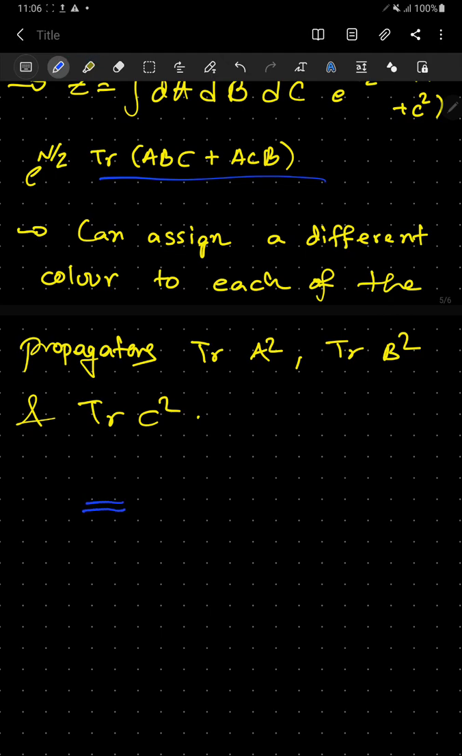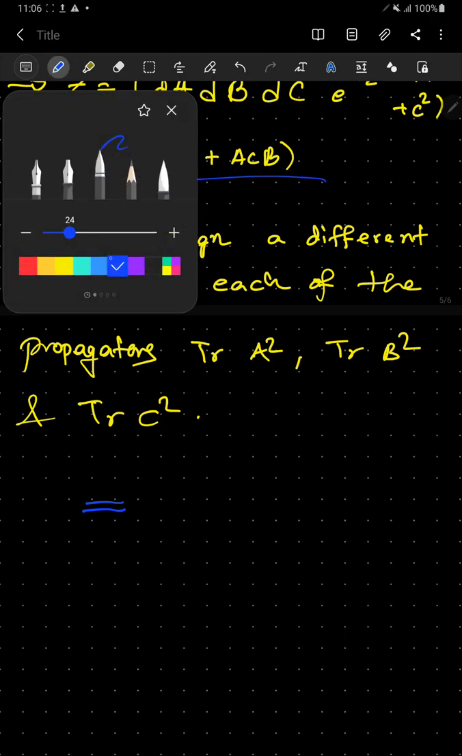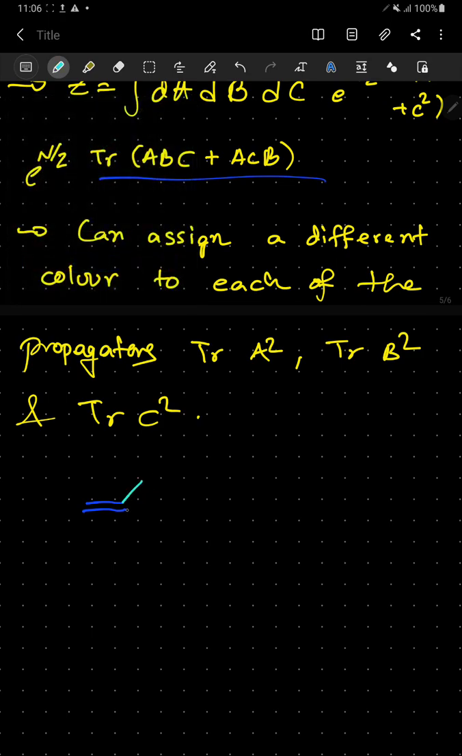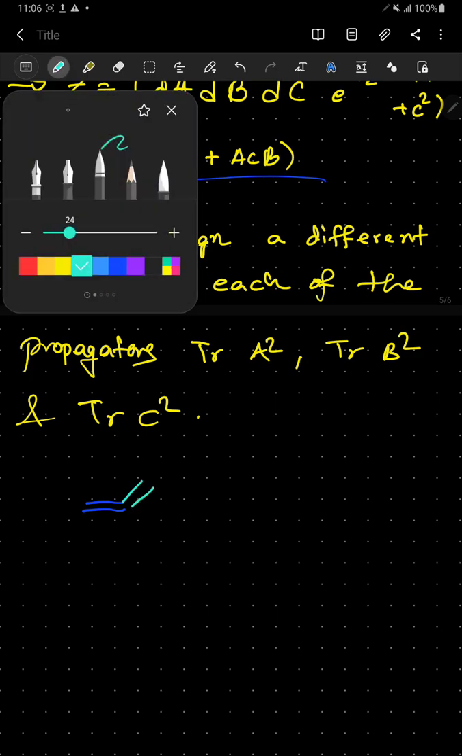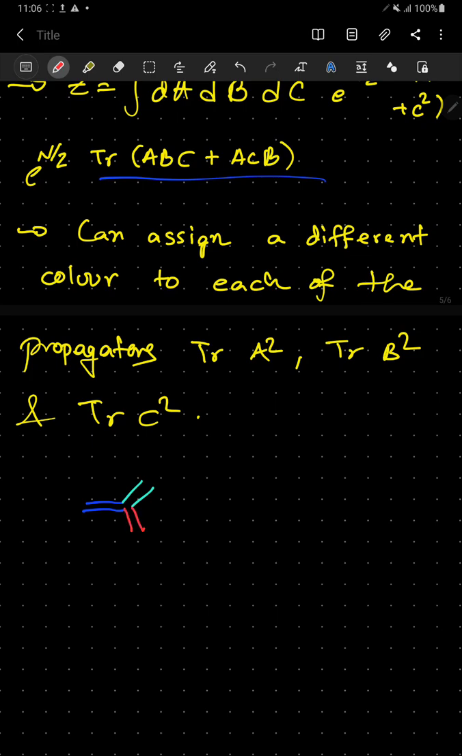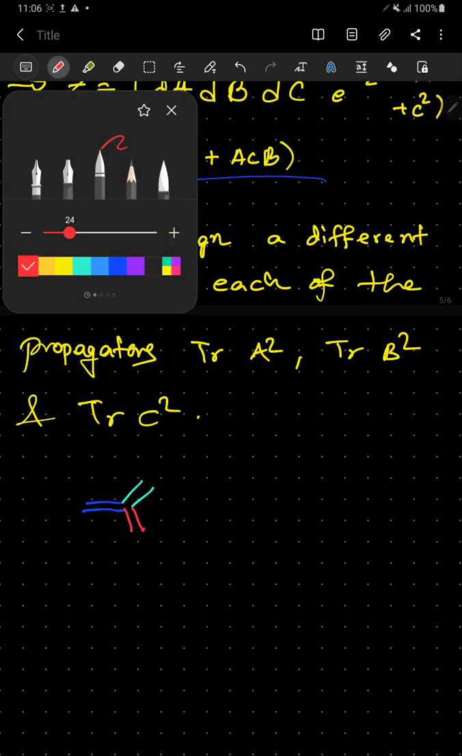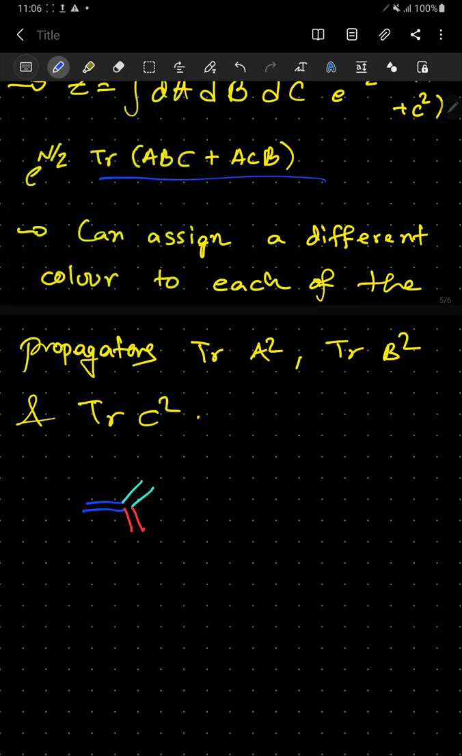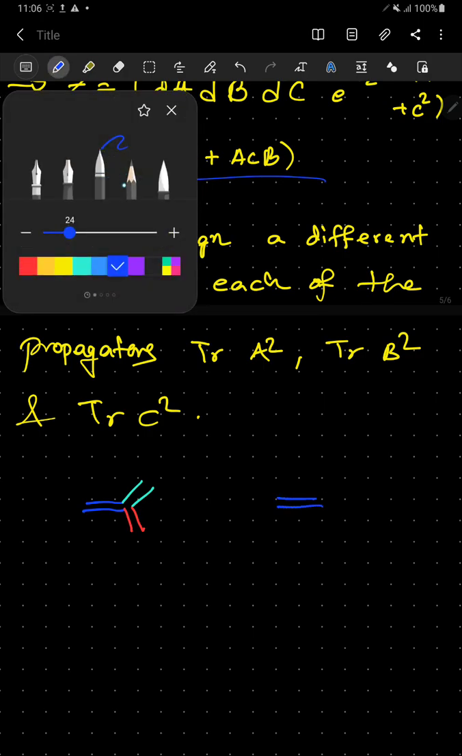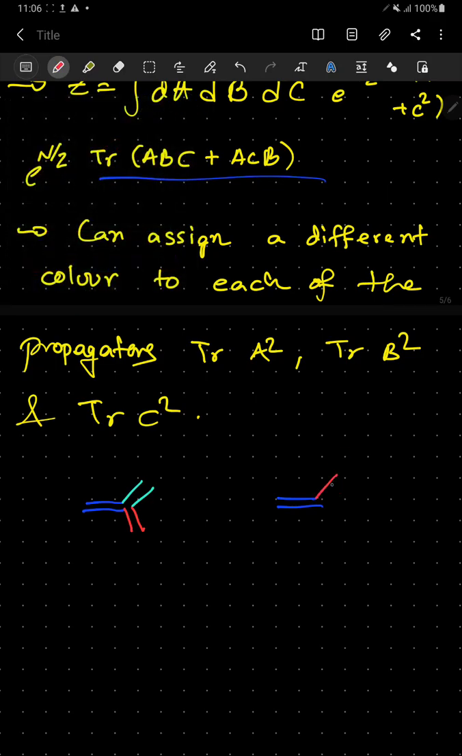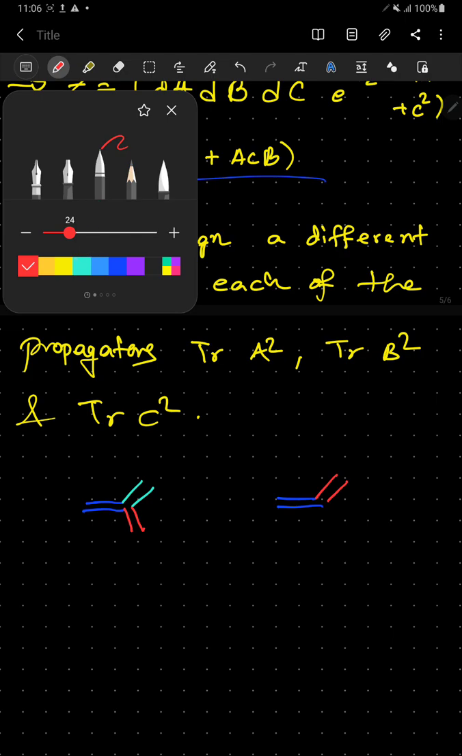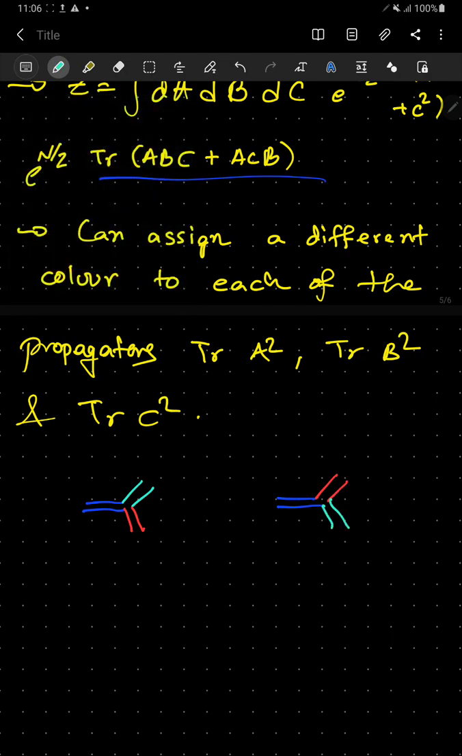So let's say A is blue, B is this color, and C is red. And again, you might have a different setup. So A was blue, C, B. If we expand the integral, you will get two different kinds of vertices, and this is how the vertices will look. And for each propagator, we have assigned a different color.